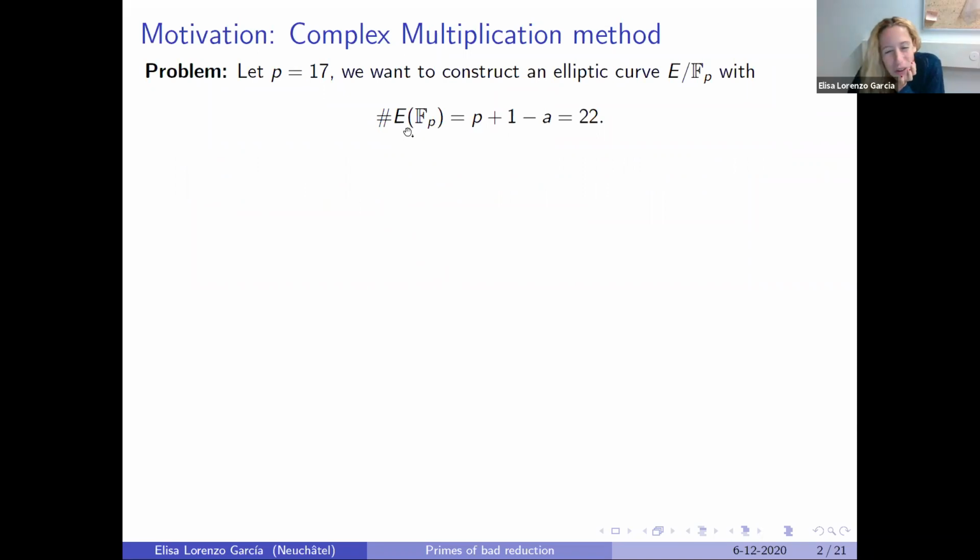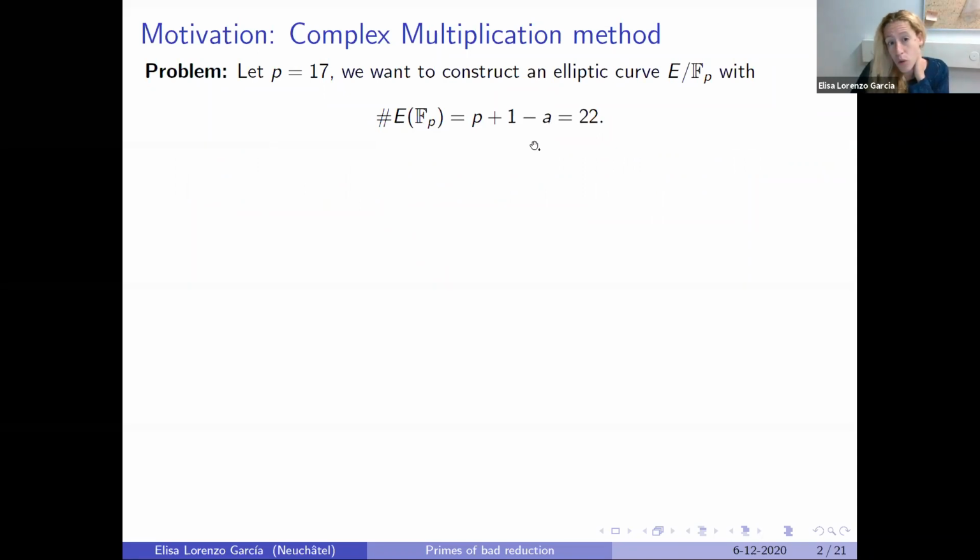Thanks. So, we know that the number of points of an elliptic curve over a finite field is given by this formula, that is p plus 1. I could have written here q, a power of p, but it's not a big thing. So p plus 1 minus the trace of the Frobenius. This a is the trace of the Frobenius.